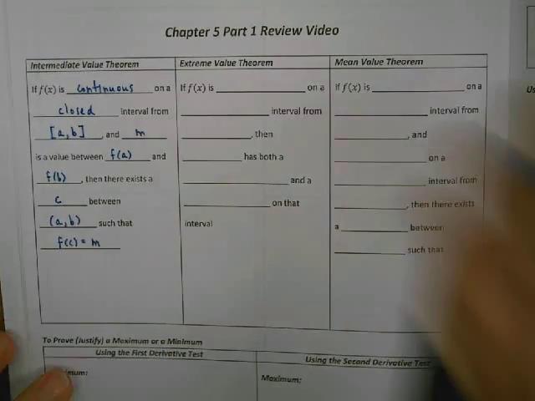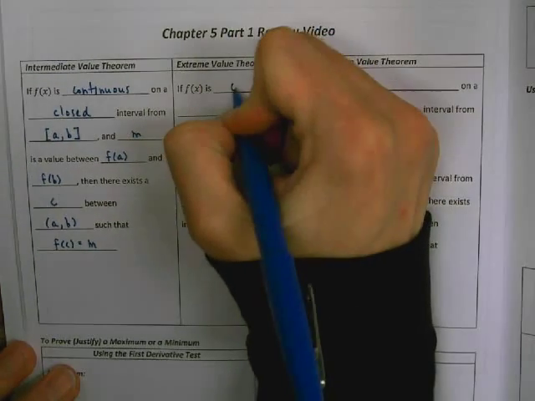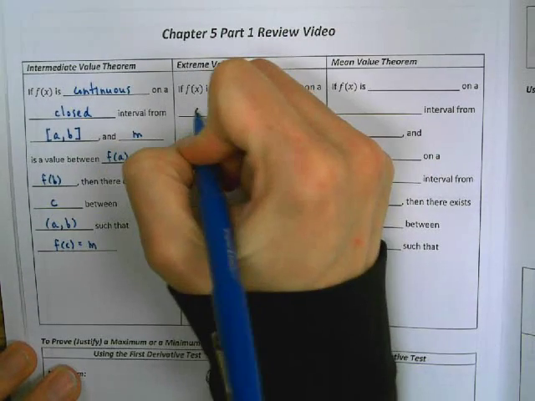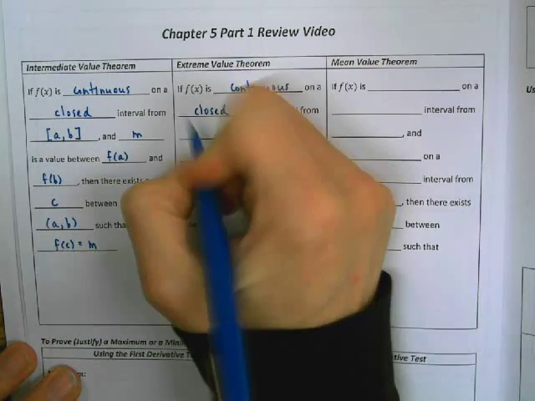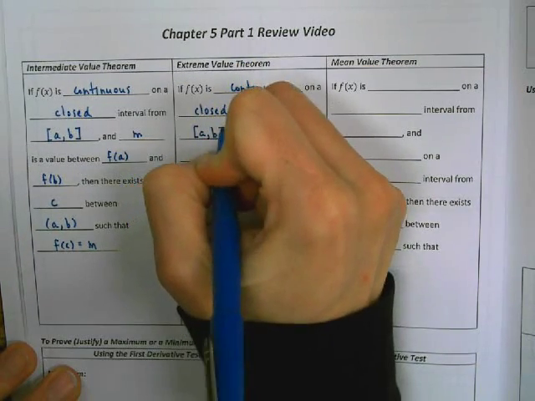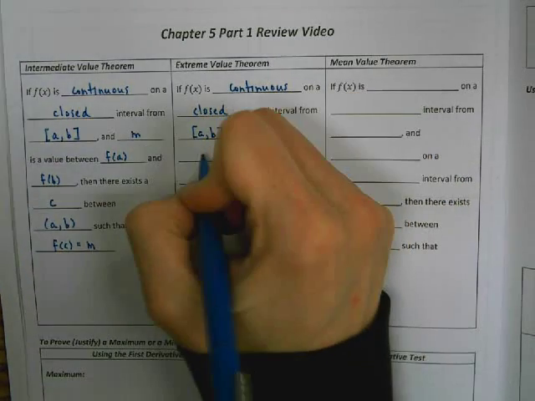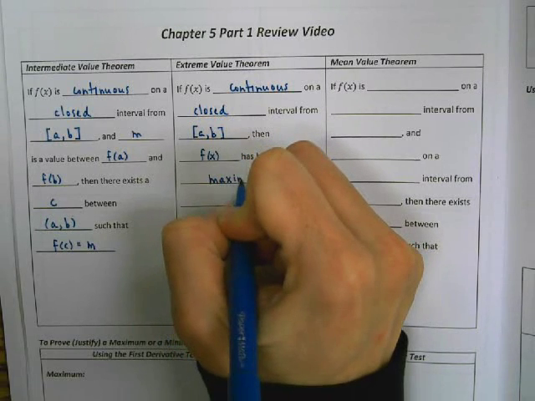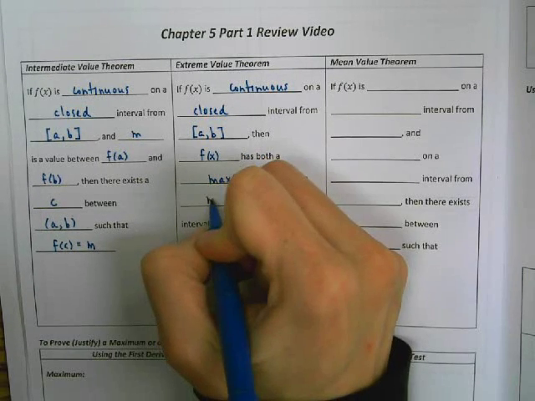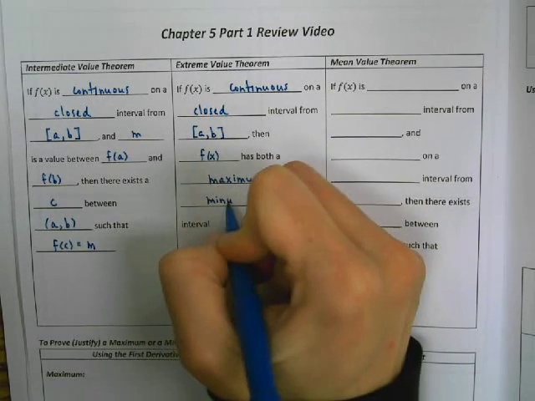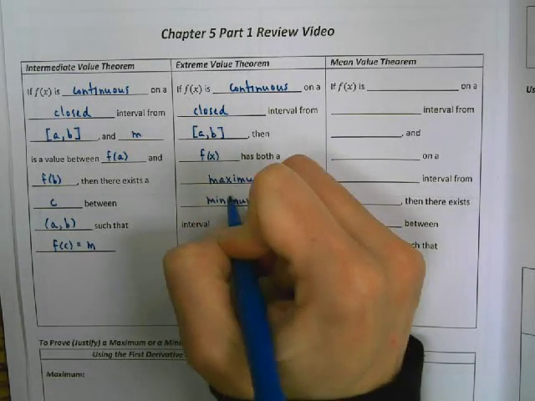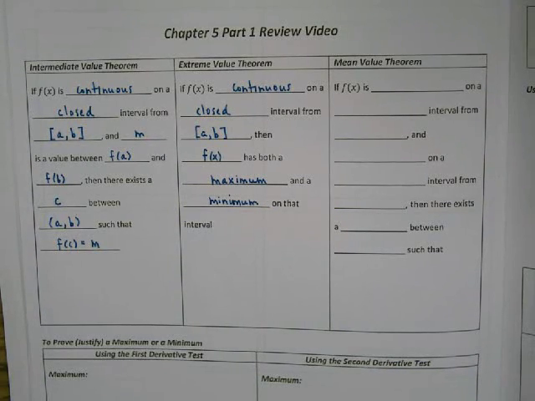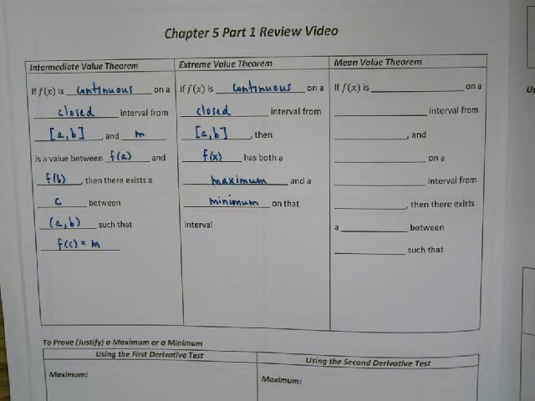The extreme value theorem, our condition here is that if f of x is continuous on a closed interval from A to B, then f of x has both a maximum and a minimum on that interval. Now remember, if it's not continuous on that closed interval, the EVT does not apply.